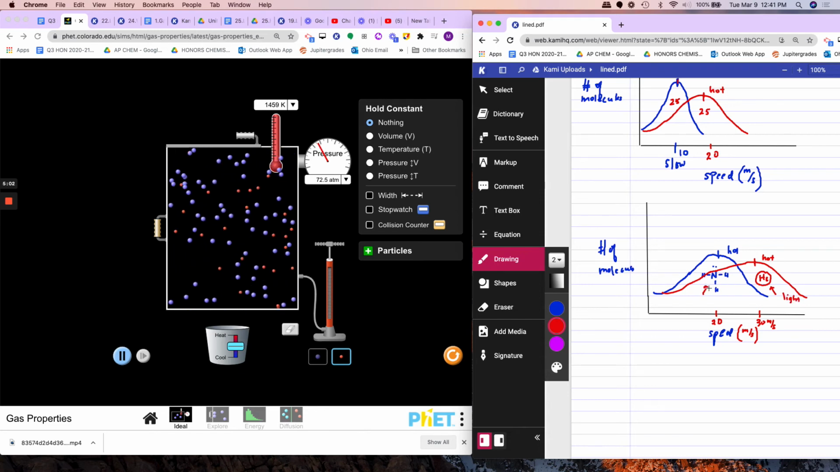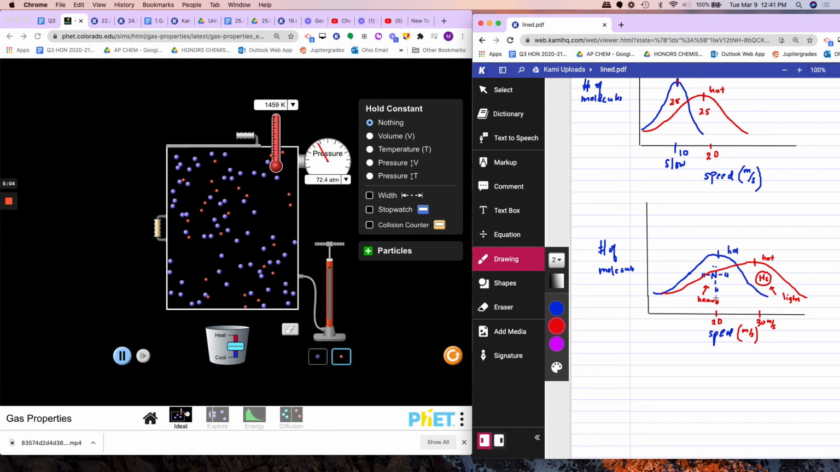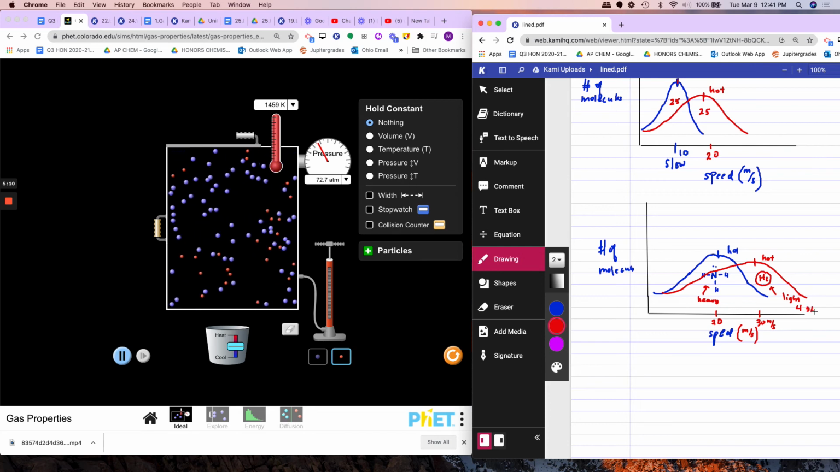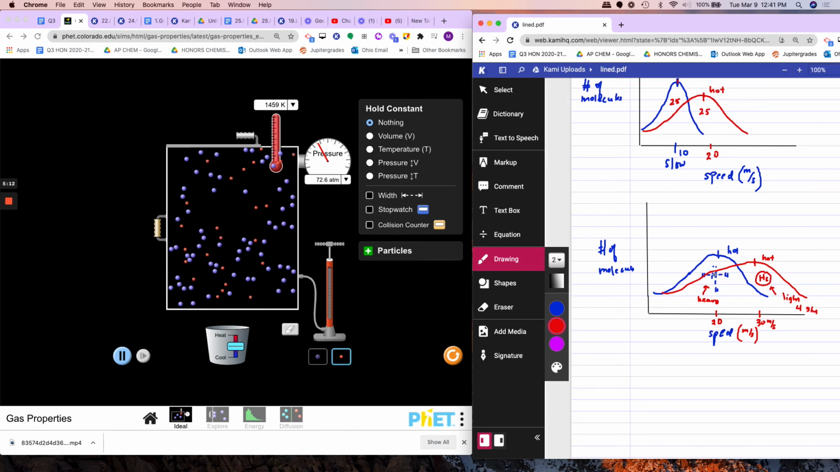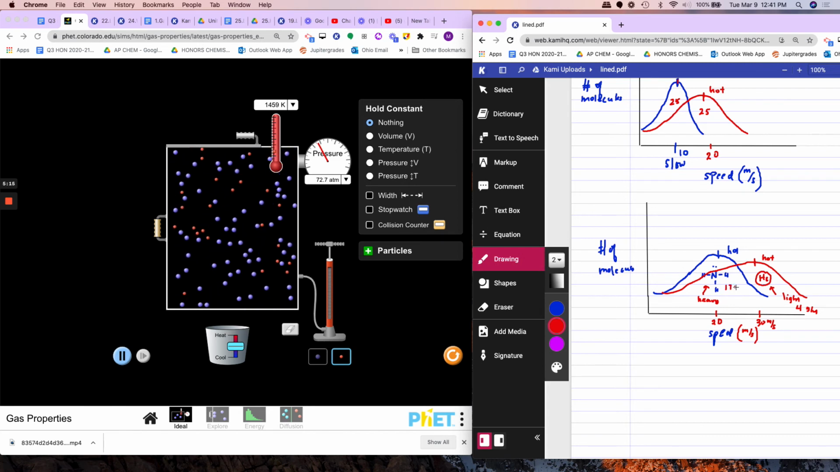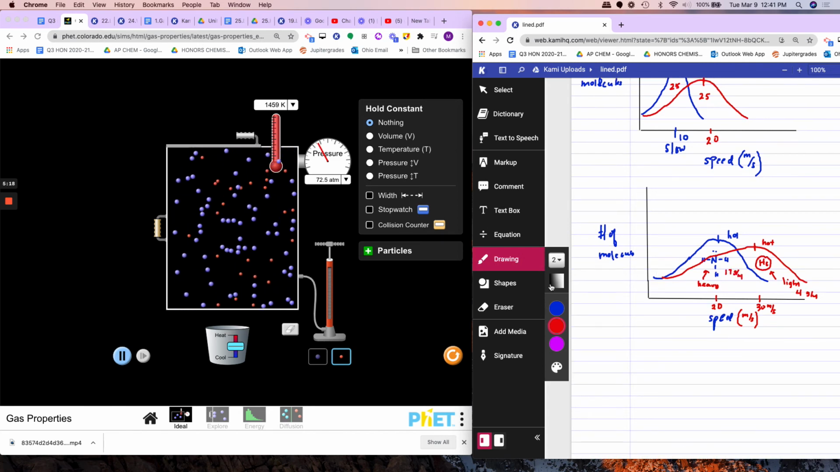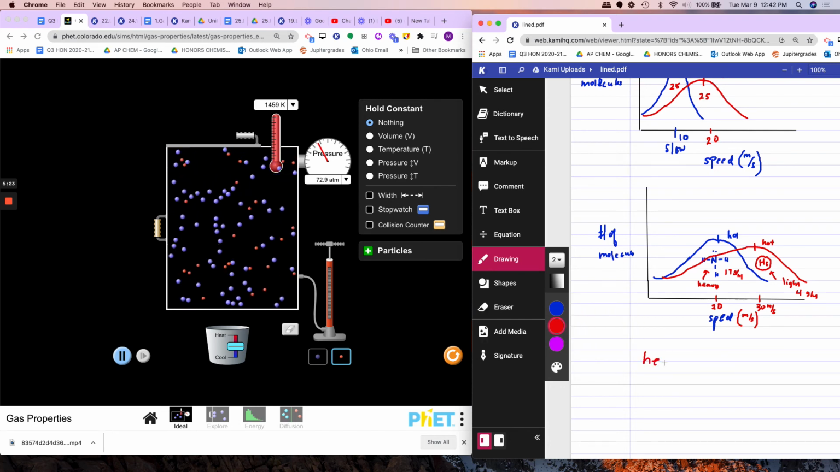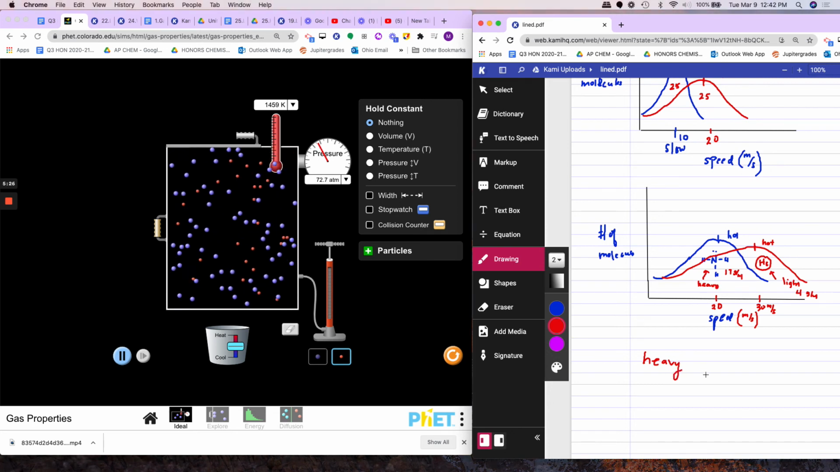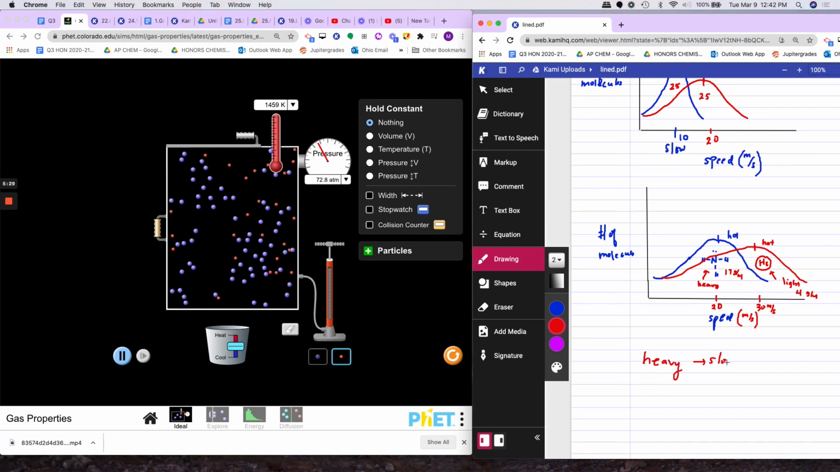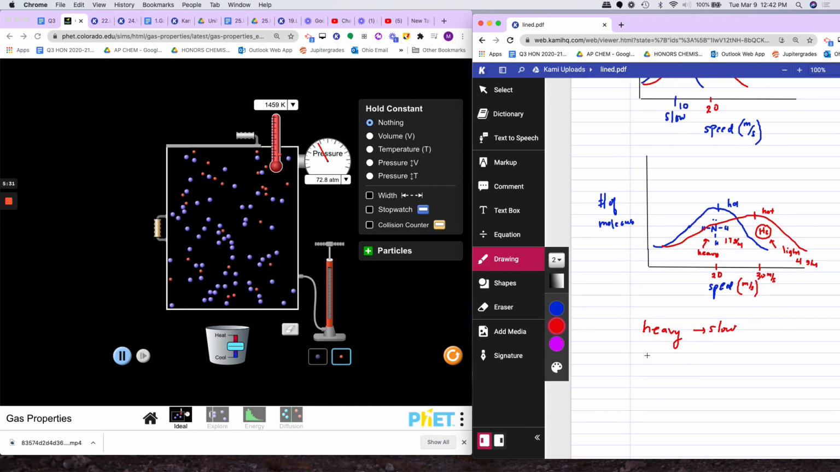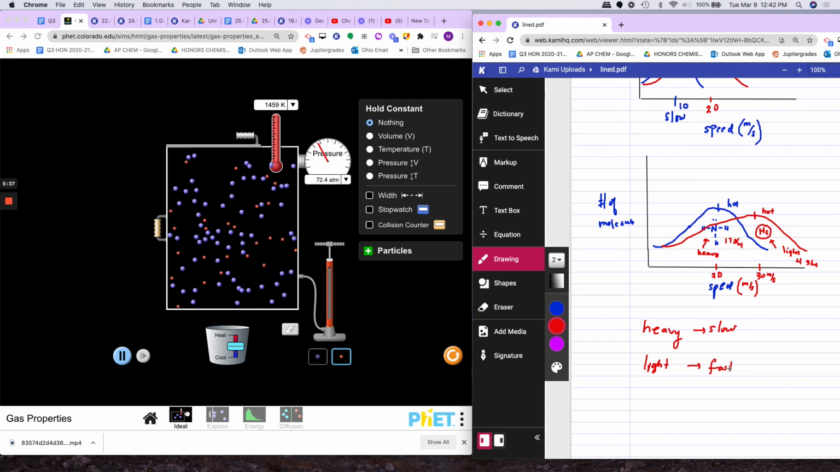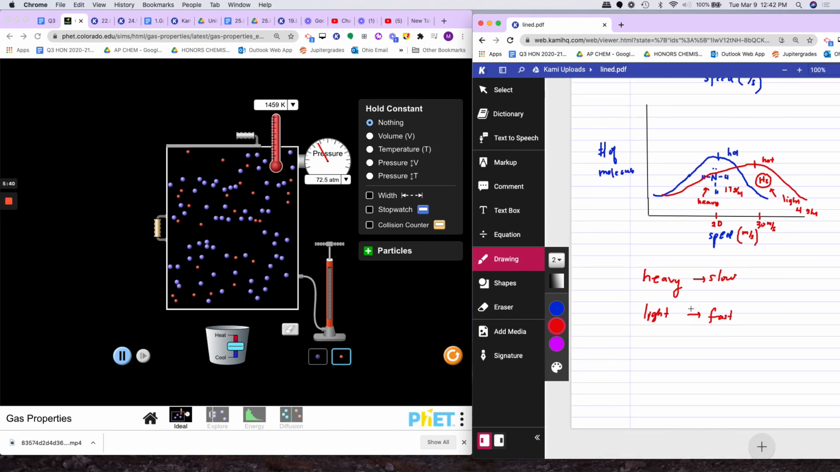And ammonia is very heavy. Okay, helium has a mass of about 4 grams per mole, and ammonia has a mass of about 17 grams per mole. So what we can see from this is that if the molecule is heavy, like ammonia, it will be slow. If the molecule is light, it will be fast. Okay, and this is Graham's law.